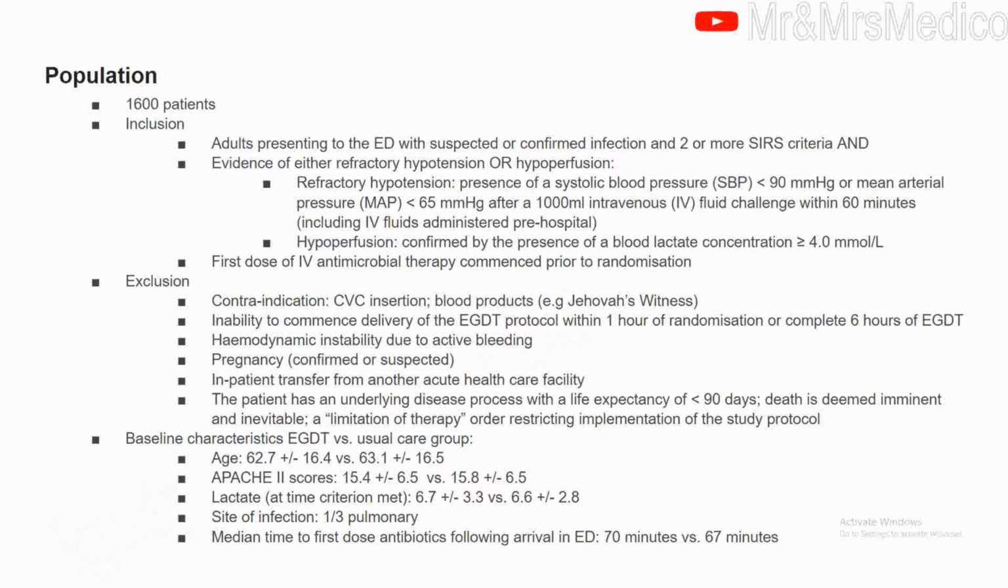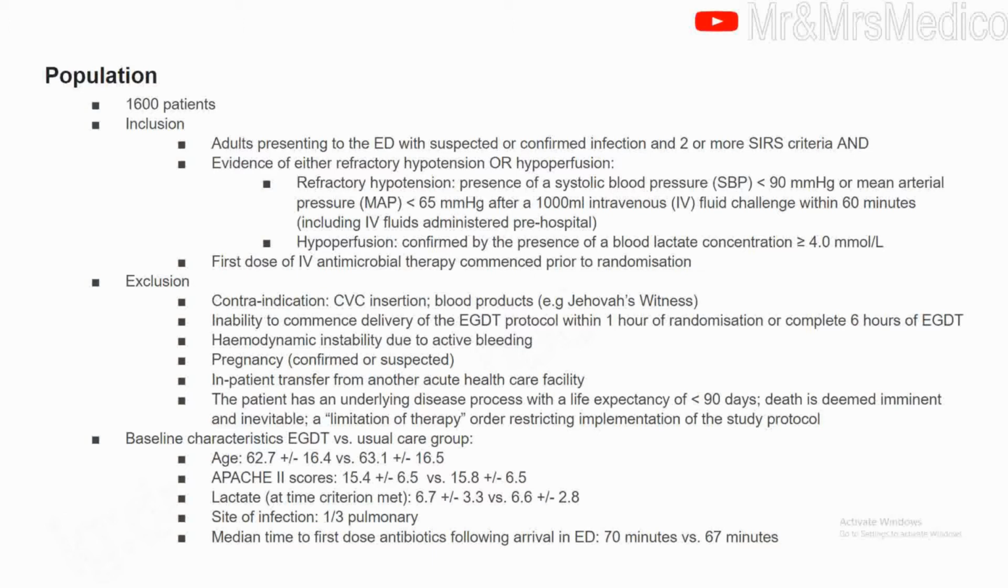The first dose of IV antimicrobial therapy had to be commenced prior to randomization. Exclusion criteria: contraindication to central venous catheter insertion or blood products, inability to commence delivery of the EGDT protocol within 1 hour of randomization or complete 6 hours of EGDT, hemodynamic instability due to active bleeding, confirmed or suspected pregnancy, patients transferred from another acute health care facility, underlying disease process with a life expectancy of less than 90 days, death deemed imminent and inevitable, and limitation of therapy orders restricting implementation of the study protocol.